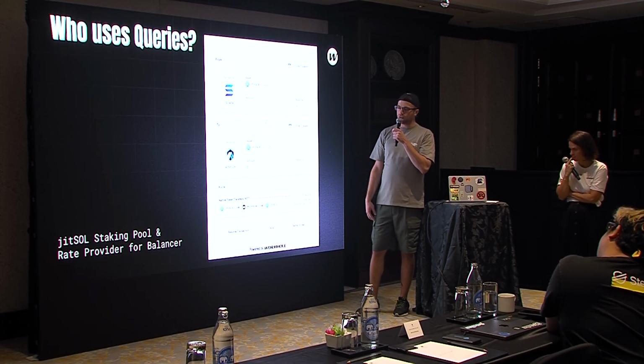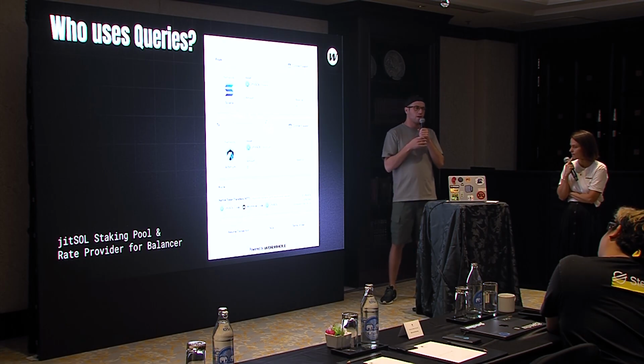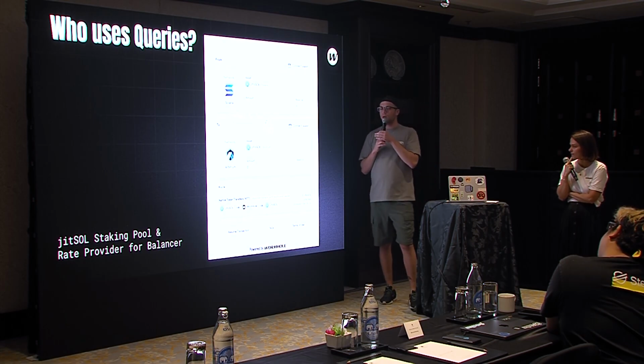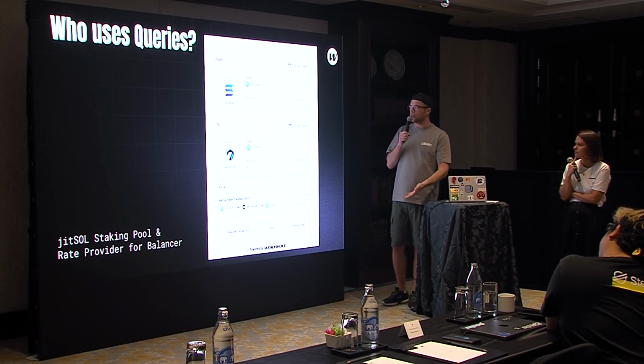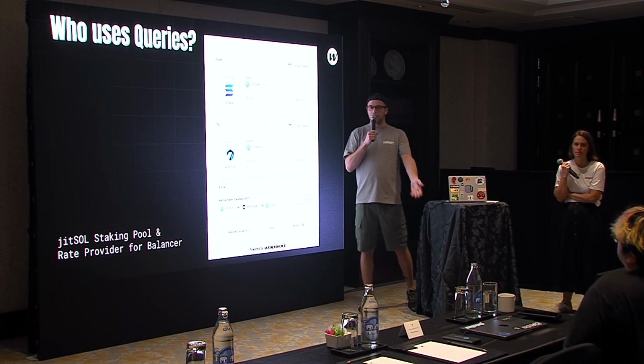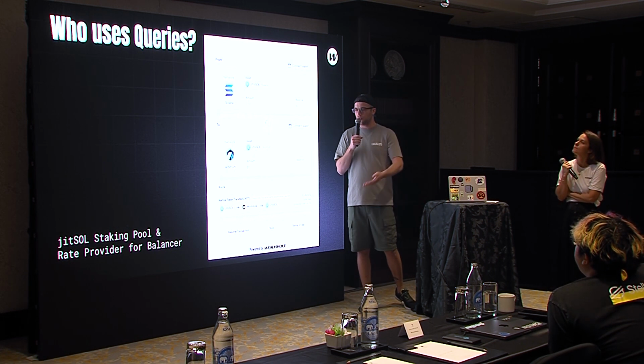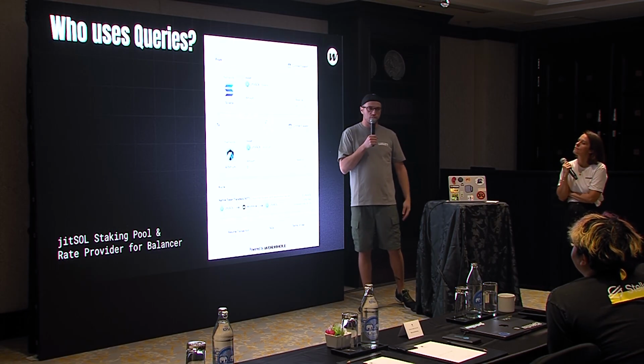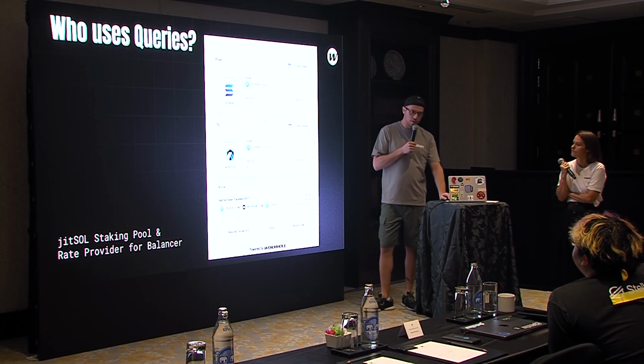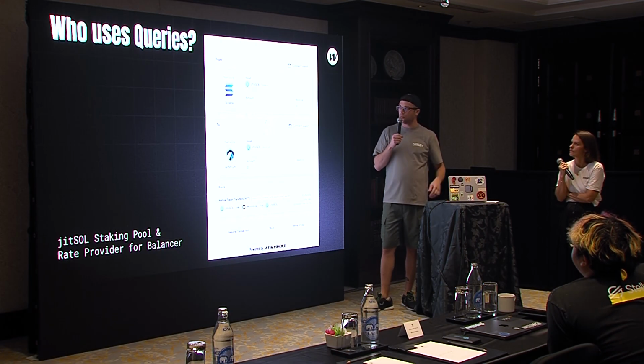The other thing, which is pretty cool, is that they can use it as a rate provider for things like Balancer. Let's say you have an L2, and on this L2 you need to know the rate conversion between an LST and the native token. For that, something like queries can be used to have a decentralized way to query pool rates, for example. That is used in this example for Jito.